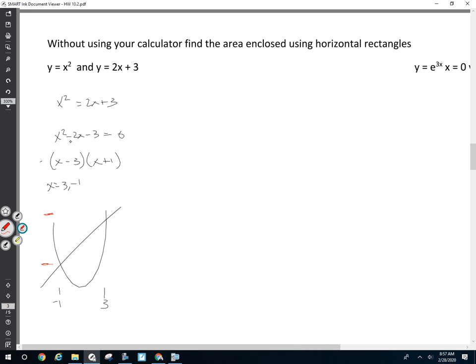So when x is 3, this is 9. When x is negative 1, this is 1. Okay, so I got that. Now look at what's going on. Right minus left, the right minus left changes. Usually we like to use horizontal rectangles when things get easier, but this does not get any easier.